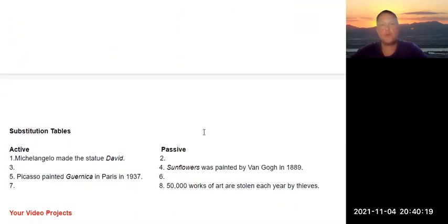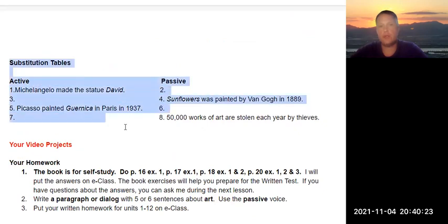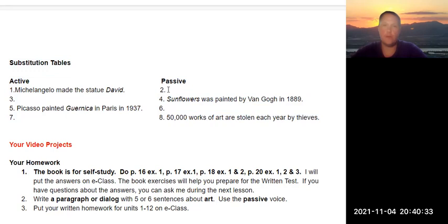All right, good. So let's practice. So you can stop the video and complete this substitution table. So go from active to passive and passive to active and so on and so forth. Okay, here are the answers. Michelangelo made the statue. David, the statue David was made by Michelangelo.